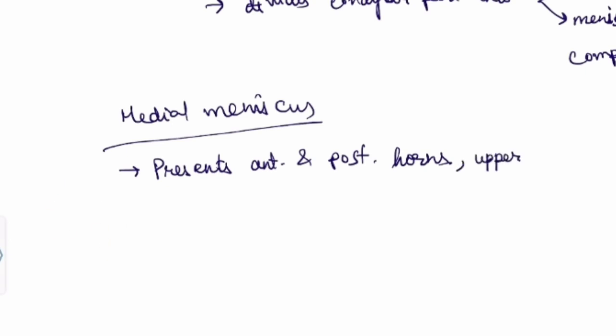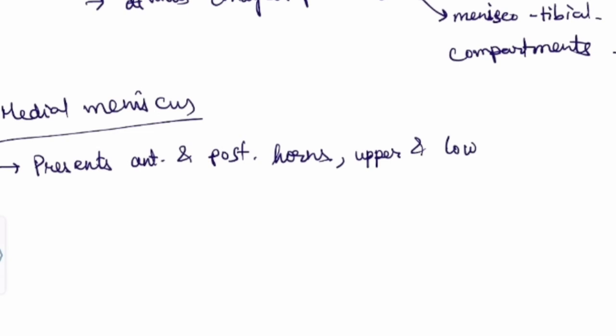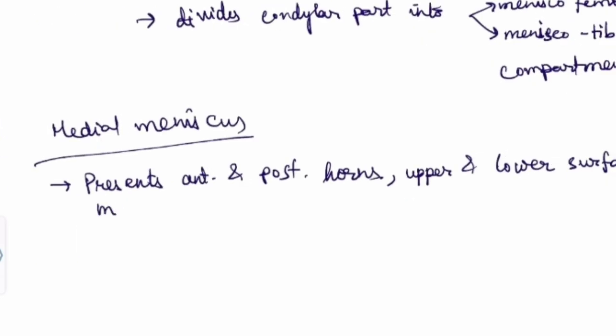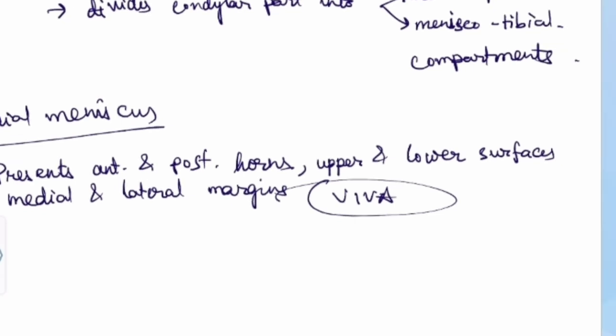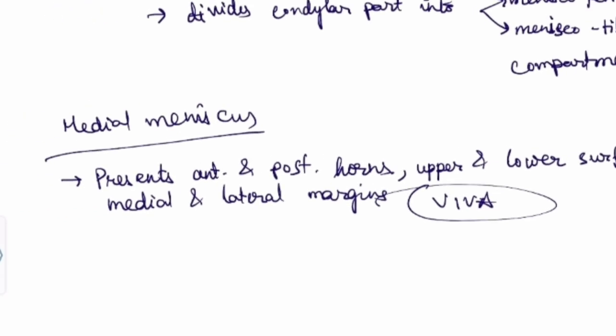Upper and lower surfaces, medial and lateral margins. See, again another viva point. Anybody asks you what are the parts of medial meniscus, you have to say anterior and posterior horn, upper and lower surface, medial and lateral margins. So viva points are everywhere.